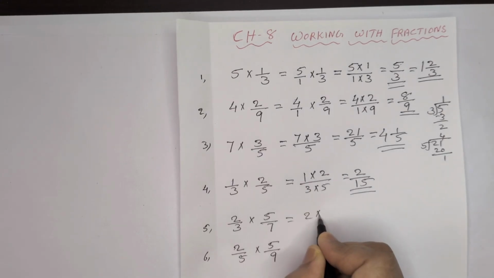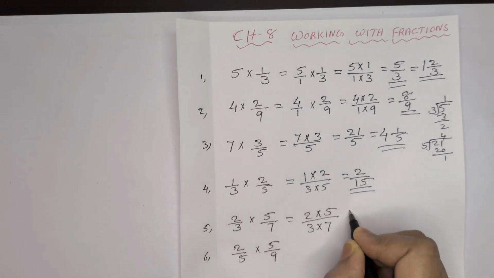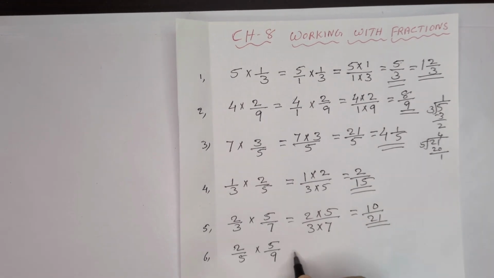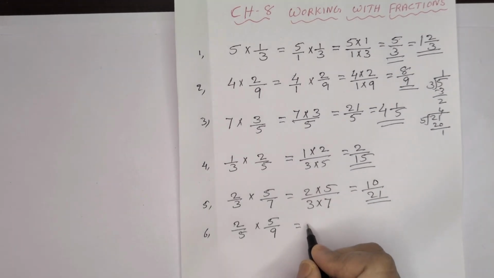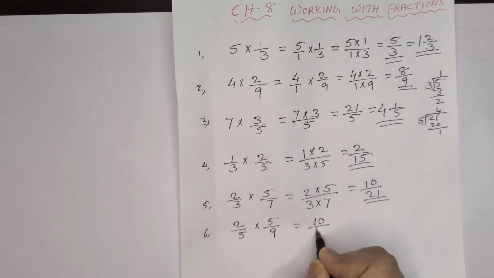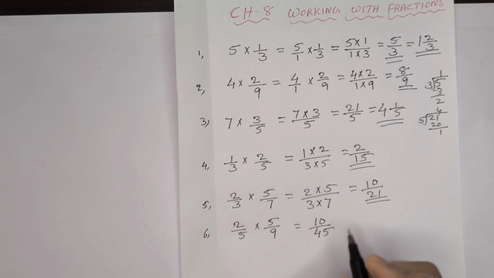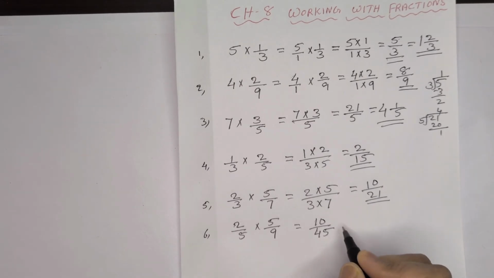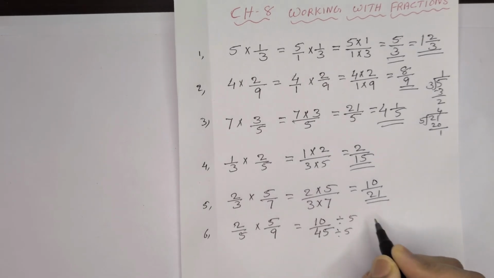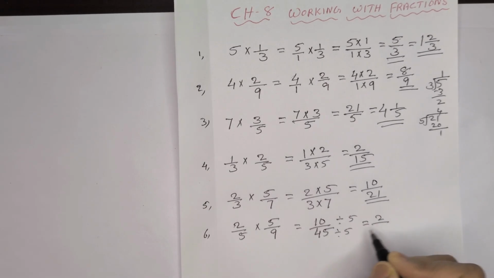Here 2 into 5 with the numerators, and 3 and 7 the denominators. Multiply that, we will get 10 by 21. This also in the same way, 2 into 5 will become 10, and 5 into 9, 45. We can see that we can simplify. If we divide both the numerator and denominator by 5, we will get 2 by 9.